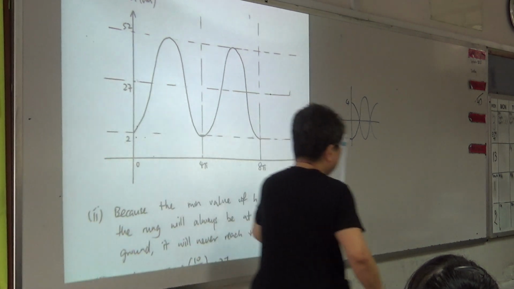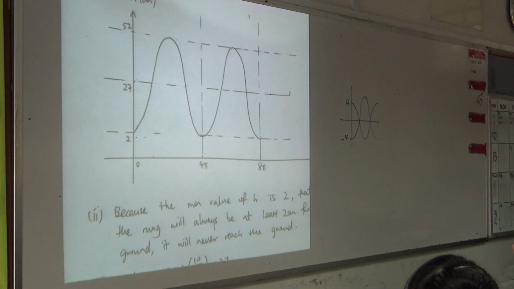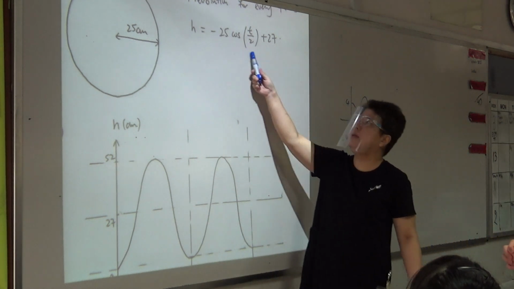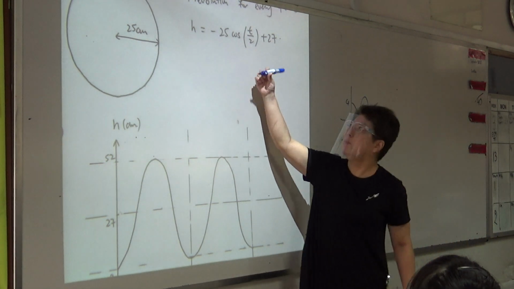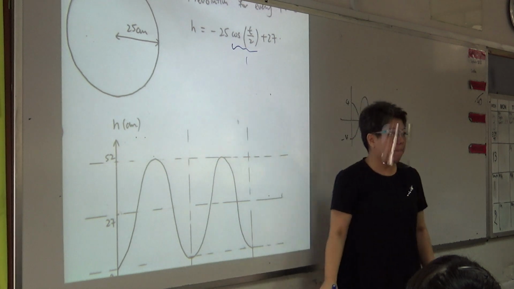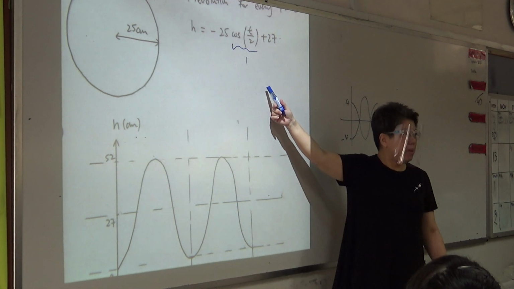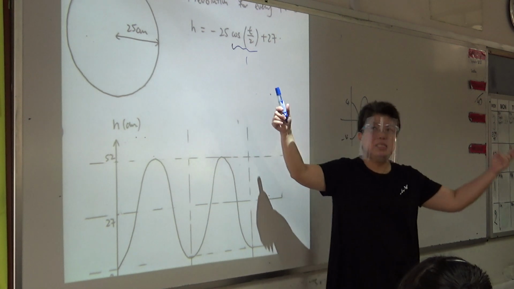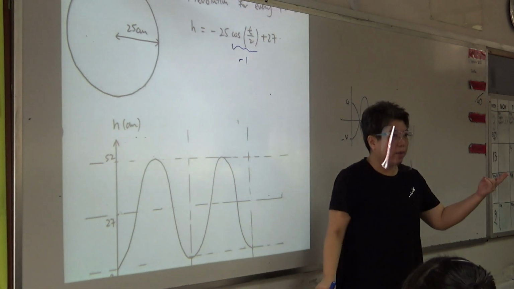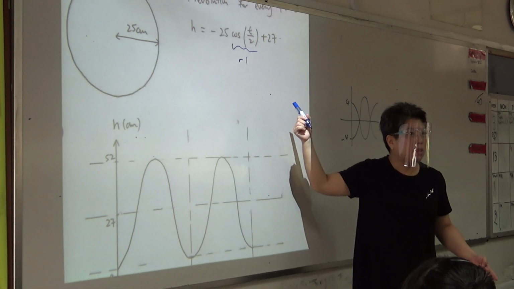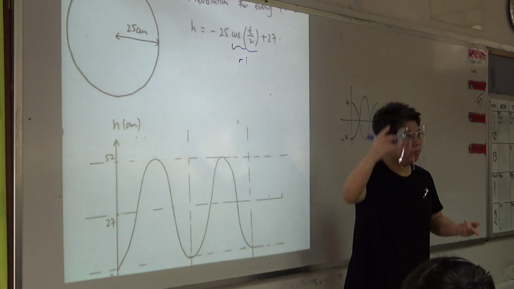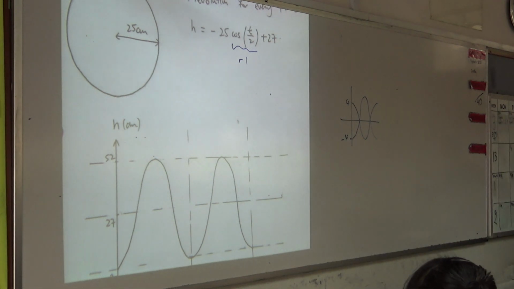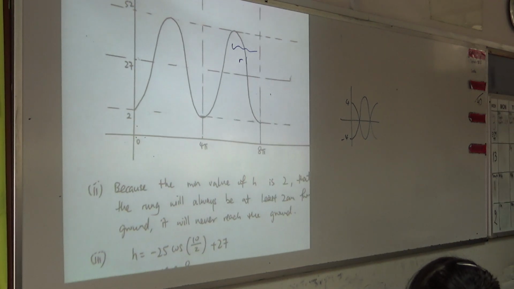Now, why is that so? If you look at the equation, all of you look up here. Can you see that this whole thing will be minimum when this is a 1? When this is a 1, I get 2, right? It will be a maximum when this is a what? Negative 1. What's 25 plus 27? 52. That's why the highest point is 52. Everybody clear? Then this is the graph that we have here.